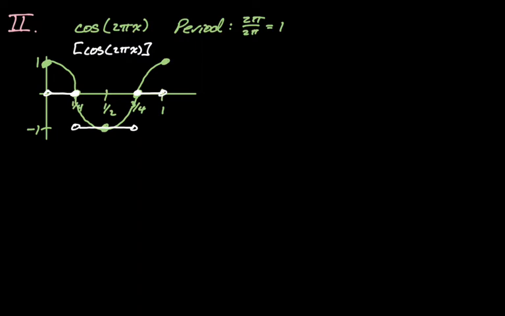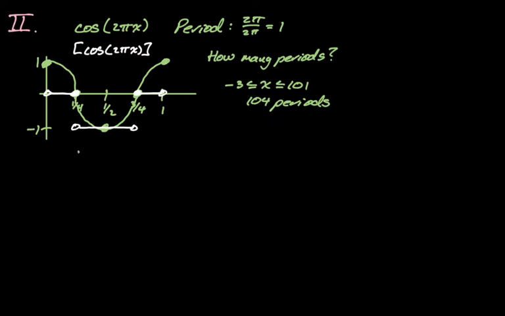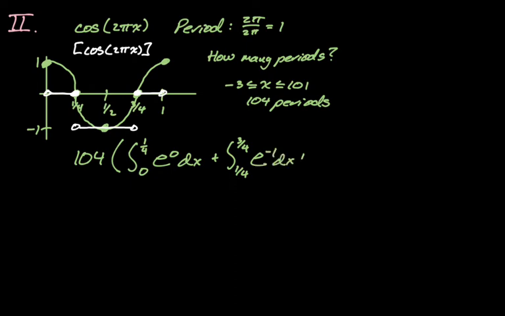Okay. So we said we need to know how many periods we're dealing with. Again, I'm going to run through it, but we already know the answer, kind of. We're going from negative 3 to 101, which means we can do 101 minus negative 3 and then divide by 1. But that's just 104. There's 104 periods. So whatever happens on one period is going to happen on each of those periods. So we just need to figure out what's happening for one period. I'm going to say it's 104 times what's happening on one period. So 0 to 1/4, we're going to have e to the 0, plus 1/4 to 3/4, we're going to have e to the negative first, and then 3/4 to 1, we'll have e to the 0.